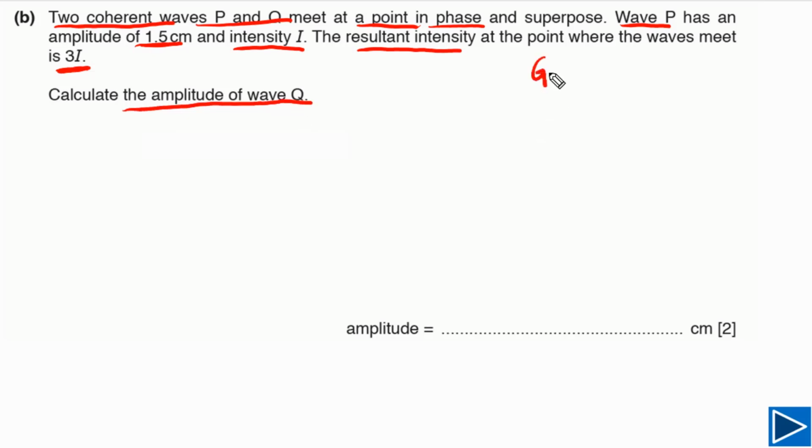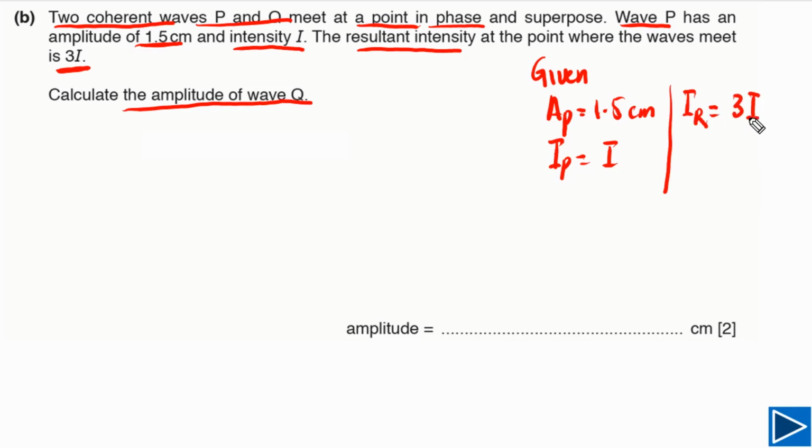First of all, let's write down what is given. The amplitude of wave P is equal to 1.5 centimeters, and the intensity of wave P is equal to I. The intensity of the resultant wave, let's say IR, is equal to 3 times I. But by the principle of superposition, we also understand that the amplitude of the resultant wave will be equal to the amplitude of wave P plus the amplitude of wave Q. So this is what is given to us.